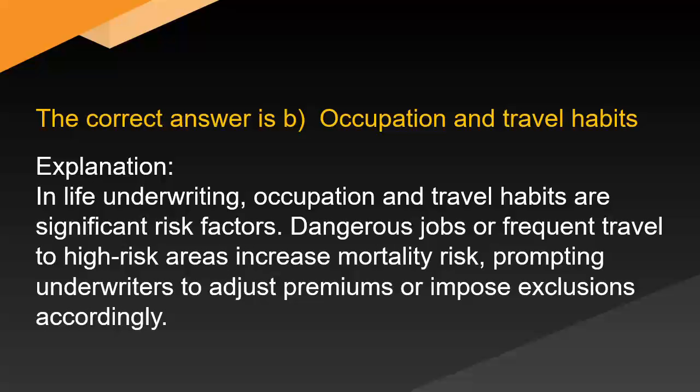The correct answer is B. Occupation and travel habits. Explanation. In life underwriting, occupation and travel habits are significant risk factors. Dangerous jobs or frequent travel to high-risk areas increase mortality risk, prompting underwriters to adjust premiums or impose exclusions accordingly.